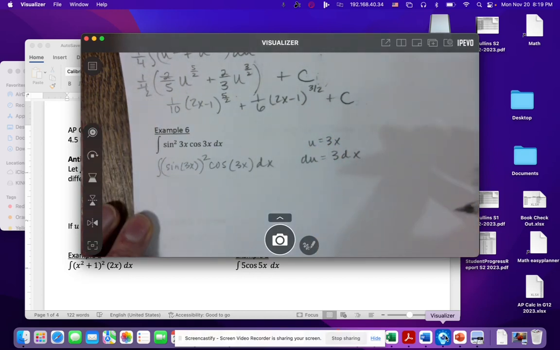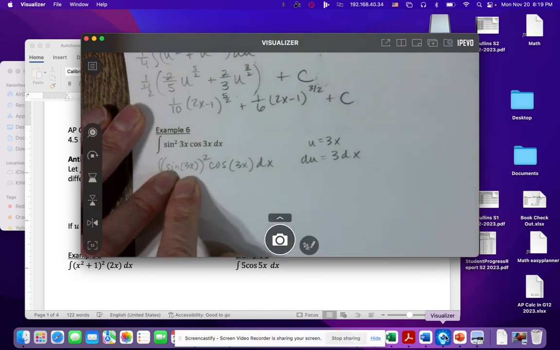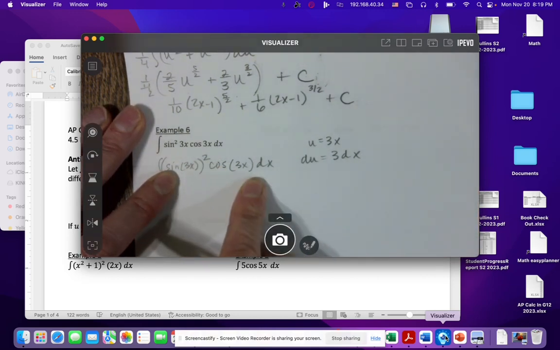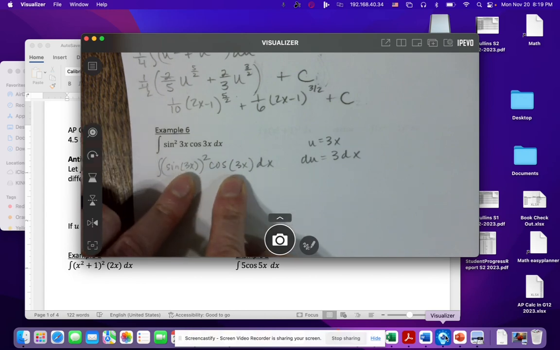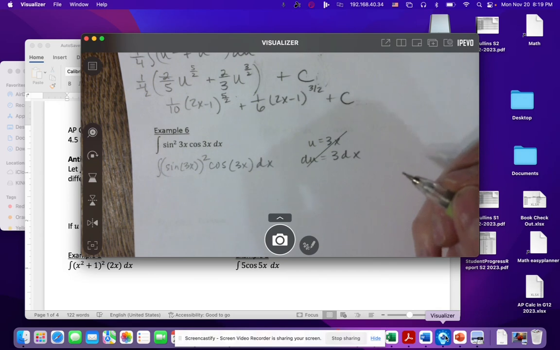And when I go back and make that substitution, I'm still going to have the sine of u. It's going to be squared. I'm going to have a cosine of u. My problem is I still have two functions that are being multiplied. So this is not going to work. It's not going to be something that I can find the antiderivative of. I need to go bigger with that u.